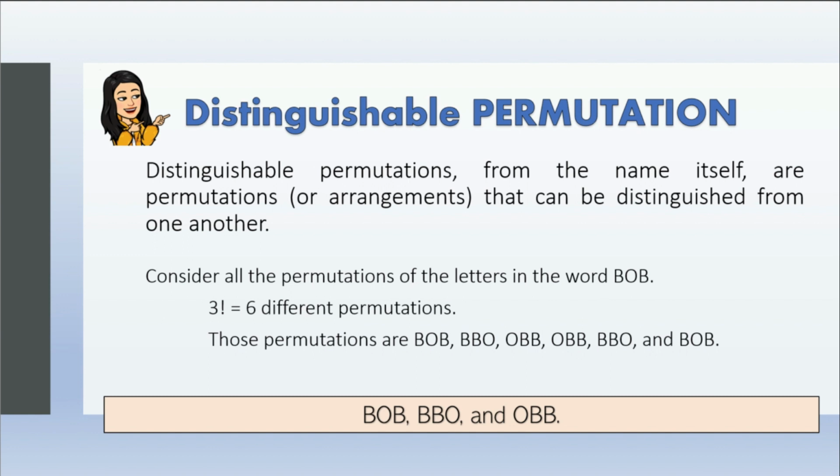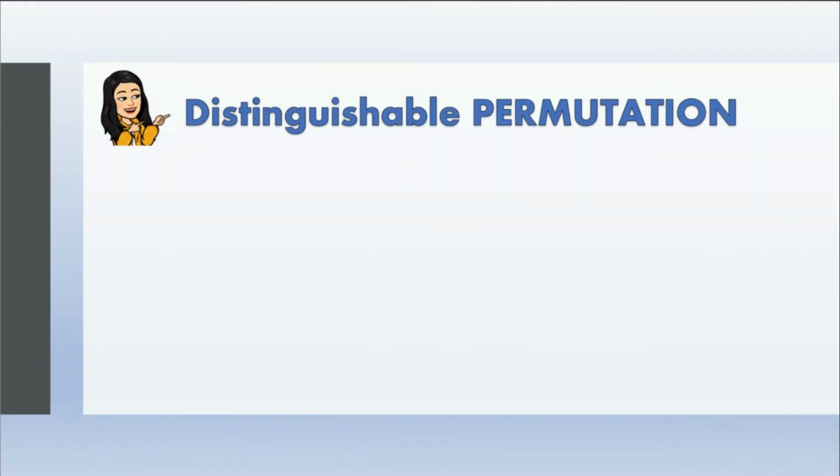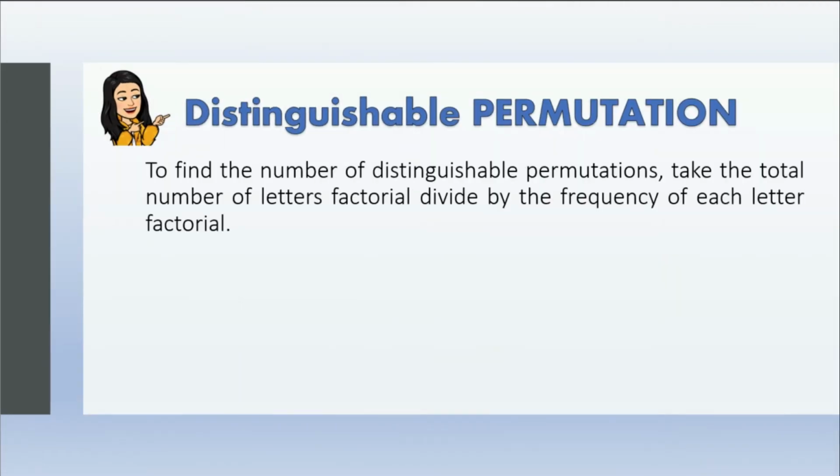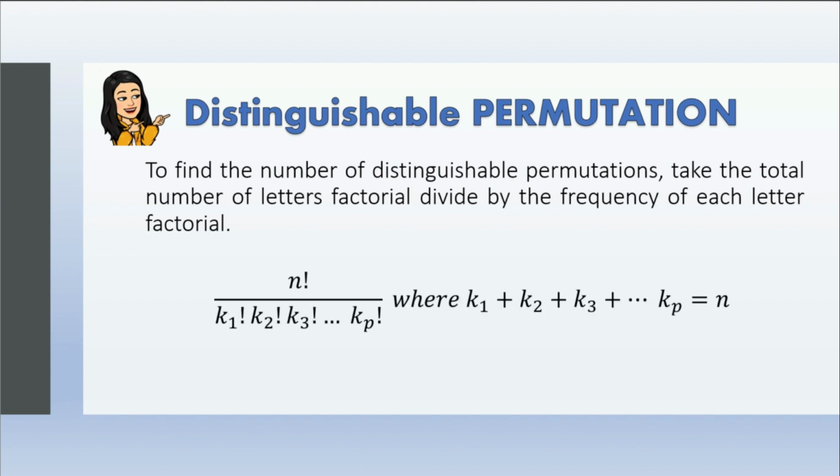And now, to find the number of distinguishable permutations, take the total number of letters factorial, divide by the frequency of each letter factorial. In representation, we have n factorial over k sub 1 factorial, k sub 2 factorial, k sub 3 factorial, and so on and so forth until we reach k sub p factorial, wherein k sub 1 plus k sub 2 plus k sub 3 up to k sub p is equal to n.